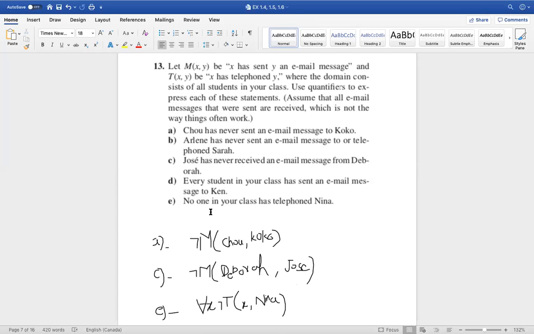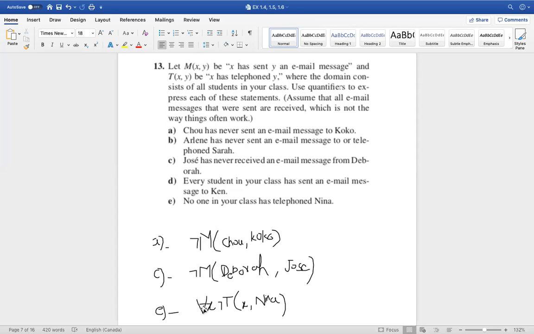Lastly, part E, we have no one in your class has telephoned Nina. So we have another function represented by T. Here T(x, y) represents x has telephoned y. So we are saying no one in your class has telephoned Nina. Here we need to use the quantification because we have to represent that no one did that. So we will be using the quantification with the for all quantifier.